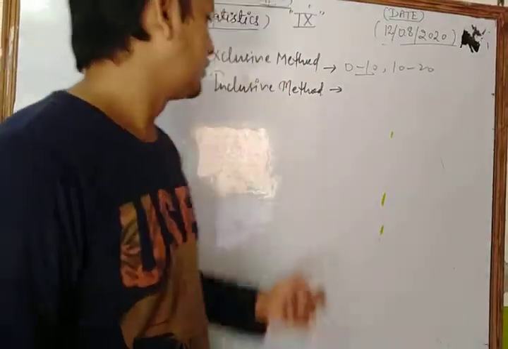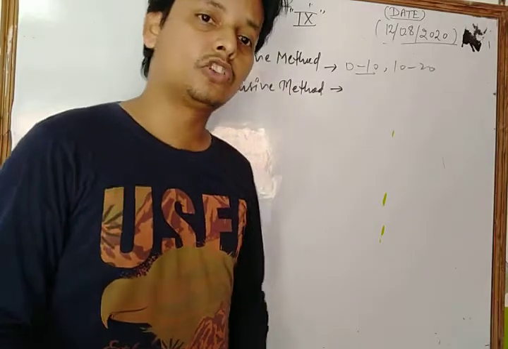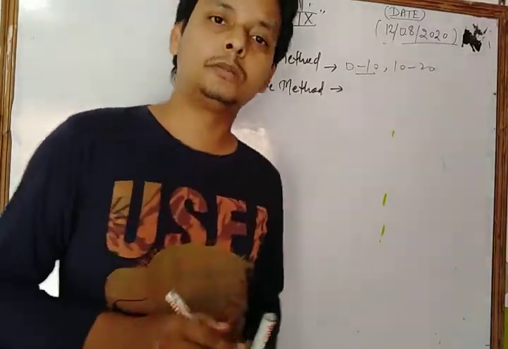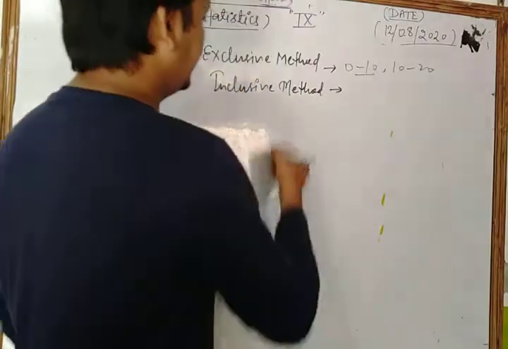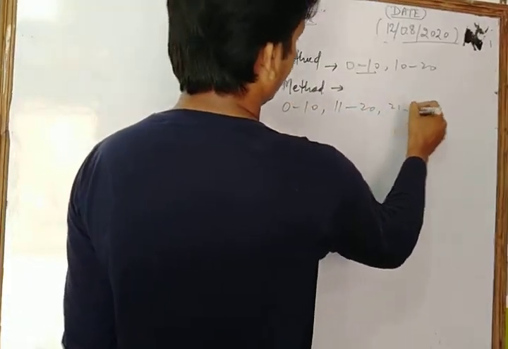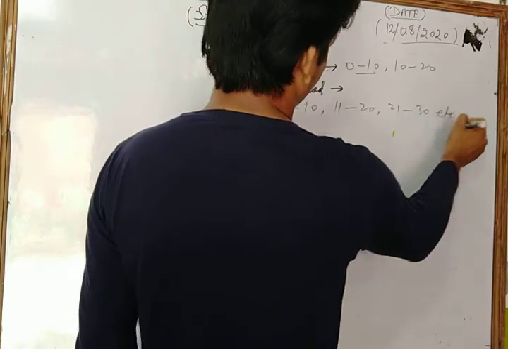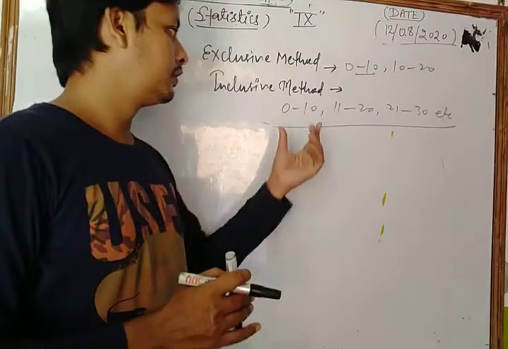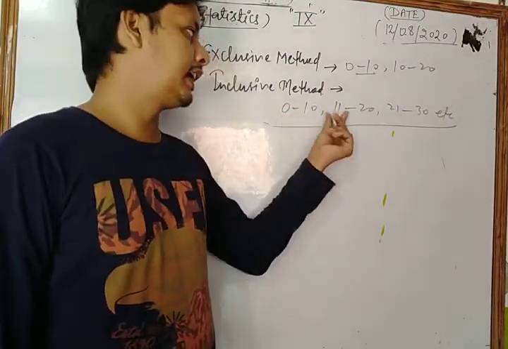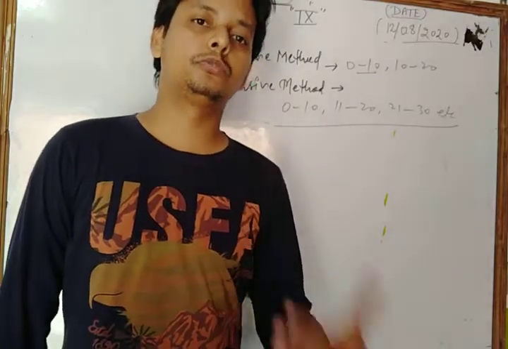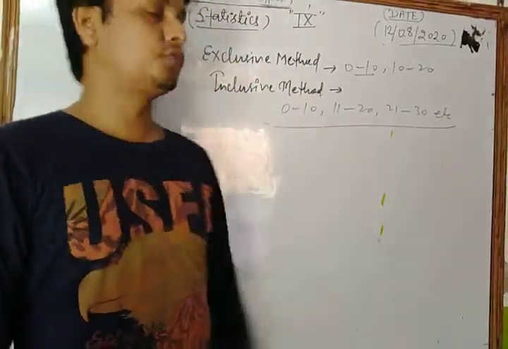Now in the inclusive method, the upper limit of a class is not the same as the lower limit of the next class, which means we write 0 to 10, 11 to 20, 21 to 30, and so on. That type of class distribution is known as the inclusive method.